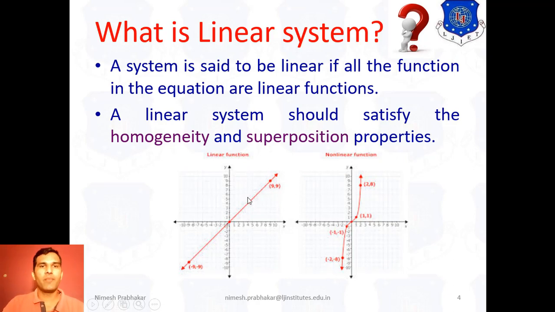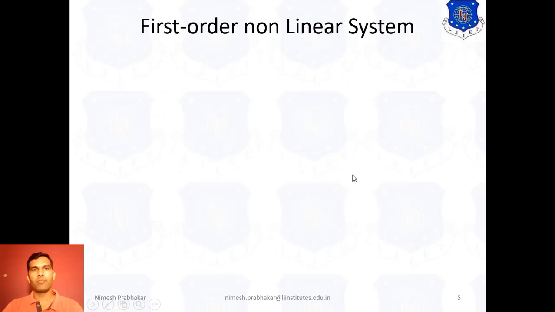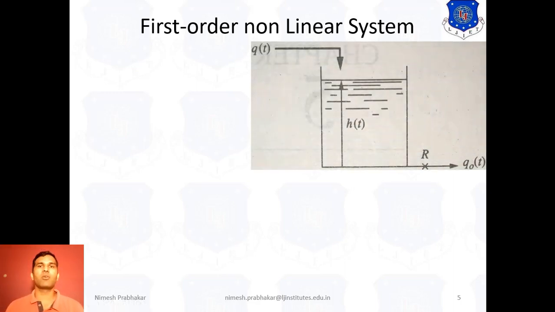So this is a linear and non-linear system. Now to understand, we take one example of a non-linear system. This is the first order non-linear system. In this system, we take the same example we took for the linear system. That means we take the example of a water tank.